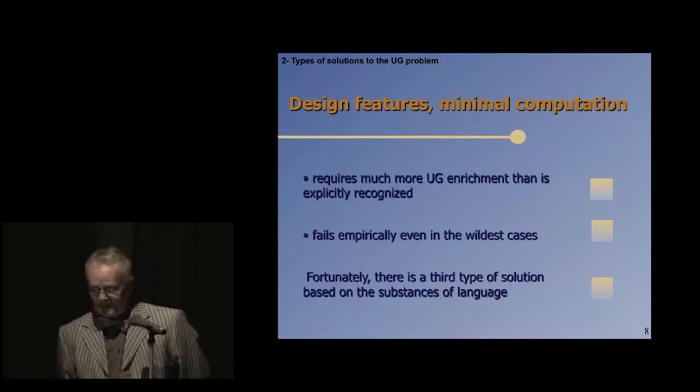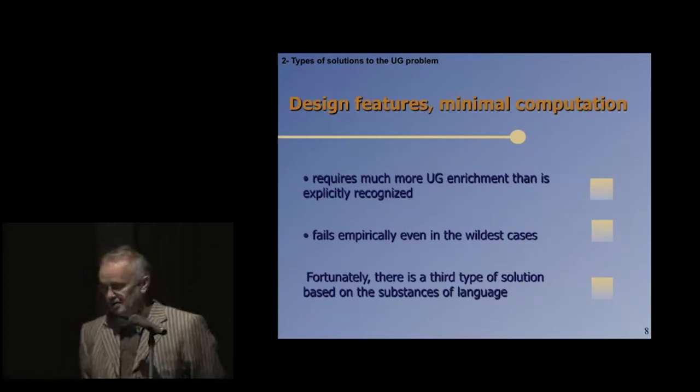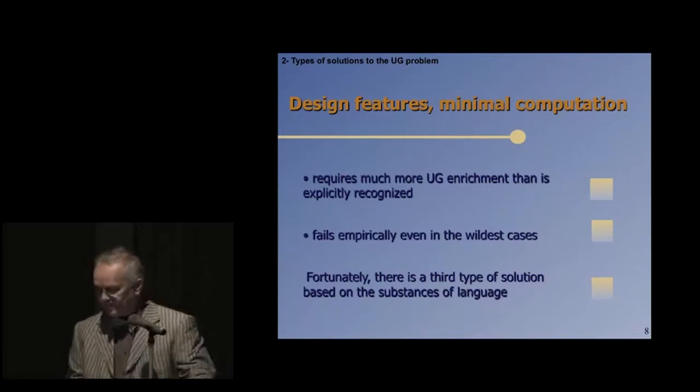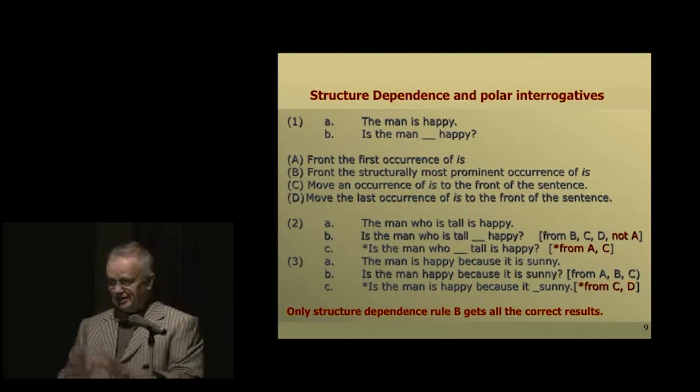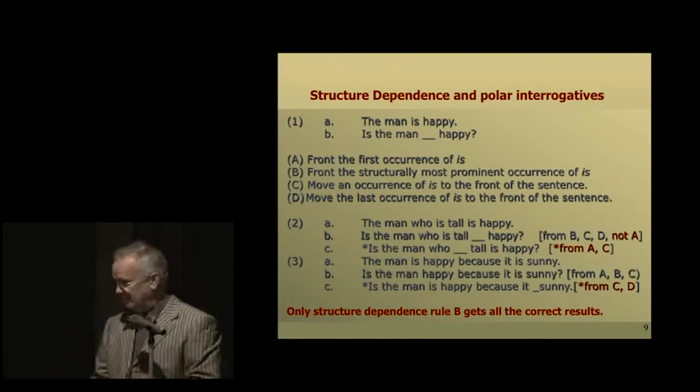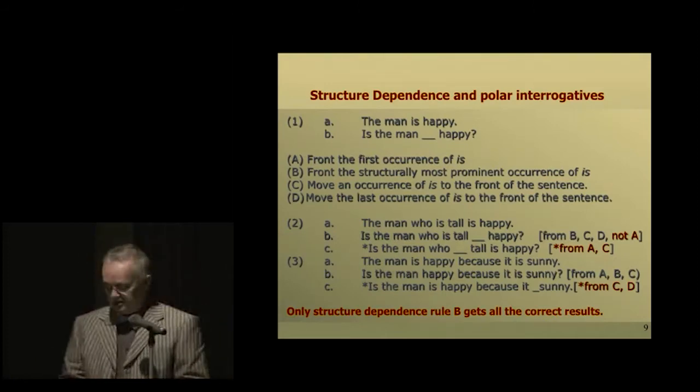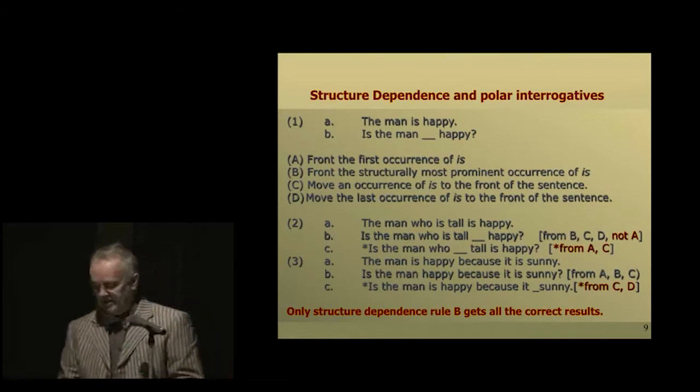But fortunately, there's a third type of solution based on, again, what I call the substances of language, and what you might want to call the interfaces. So let's look, to illustrate all this, at the stellar example of a UG constraint, structure dependence and polar interrogatives. As you all know, contrasts as in one illustrate this: the man is happy, is the man happy?